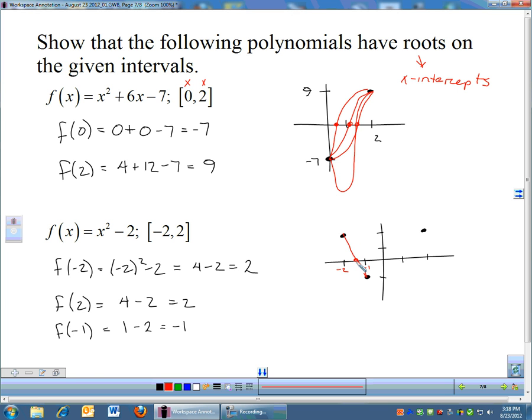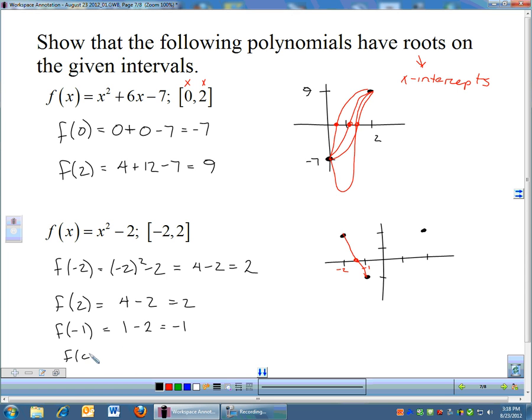I have to have an x-intercept. So now that I've changed signs, now that I've gone from a positive value to a negative value, I know I have an x-intercept. And that's what we're trying to do here, show that we have x-intercepts. And let's keep on going.